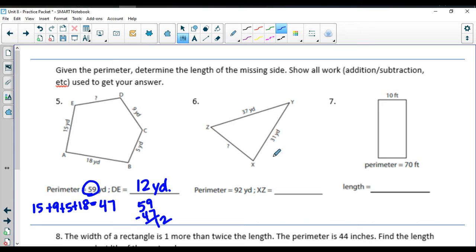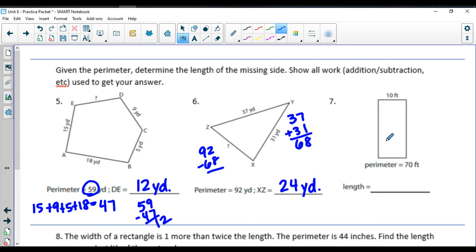In this triangle, I have 37 and 31. So 37 plus 31 is going to give me 68. The perimeter is 92, so I'm going to do 92 minus the 68 that's already there. And that gives me a missing side length of 24, and my label is yards.